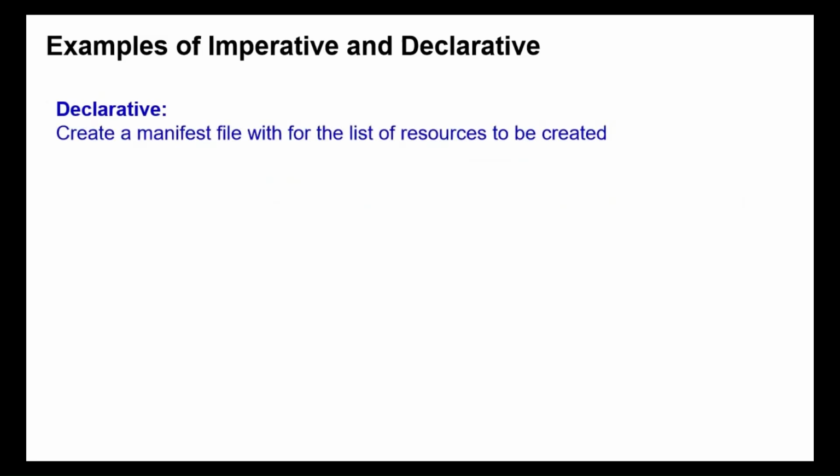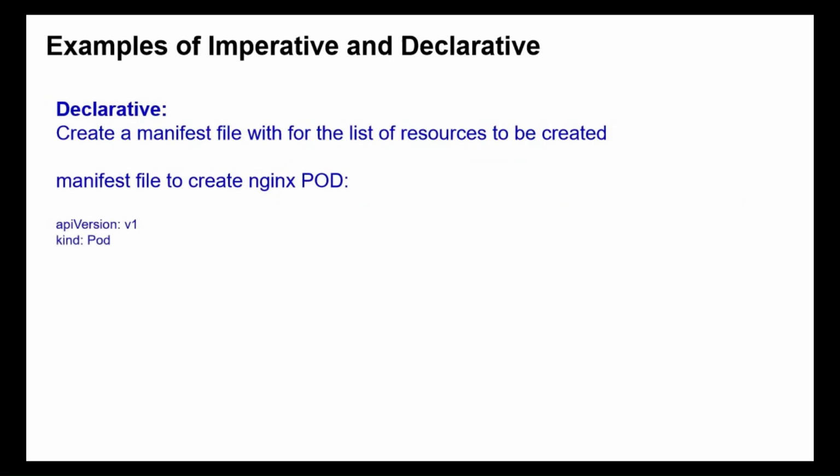Now, for the declarative approach, what will we do? We will directly create a manifest file for the list of resources to be created. Always remember that when a resource is created within Kubernetes using a manifest file, which is a YAML file, it is called a declarative approach.